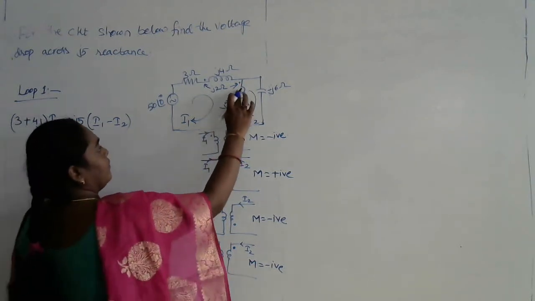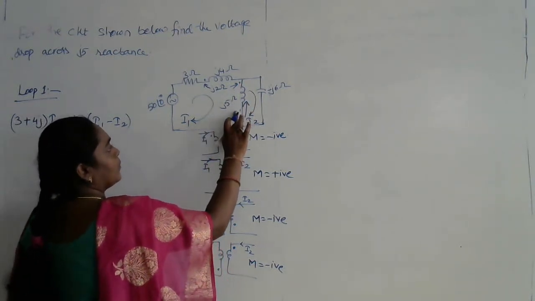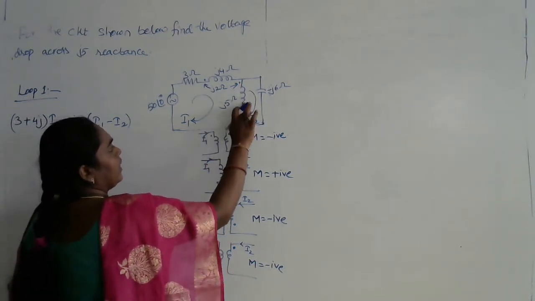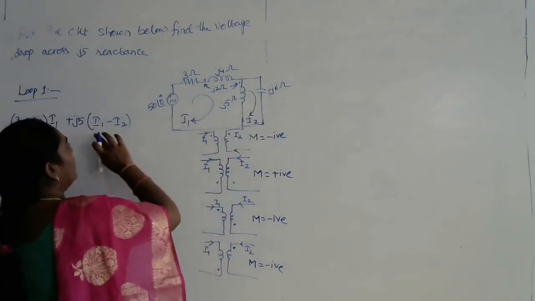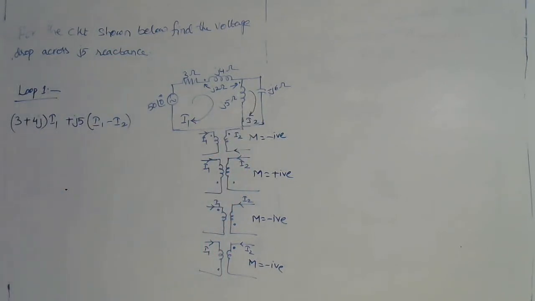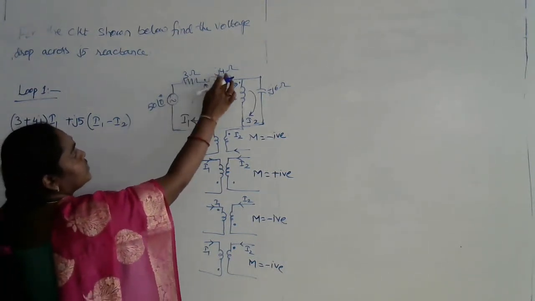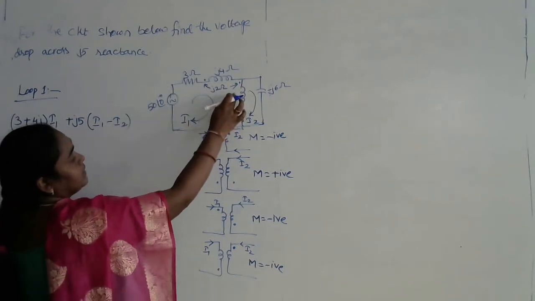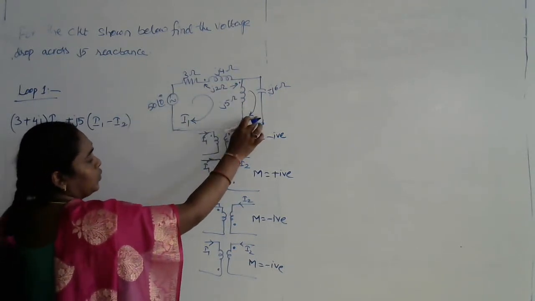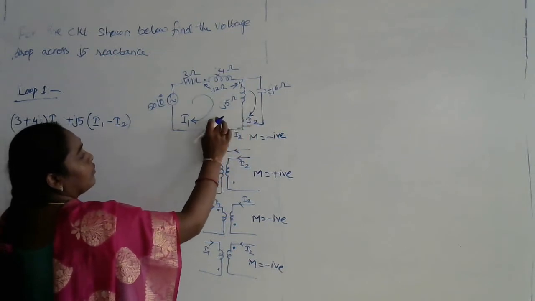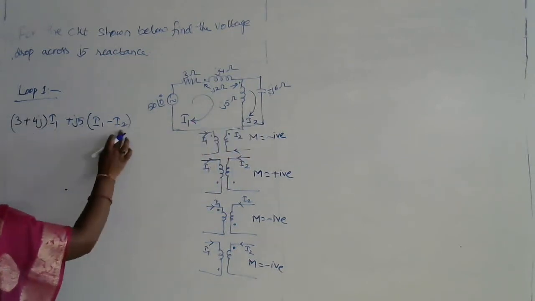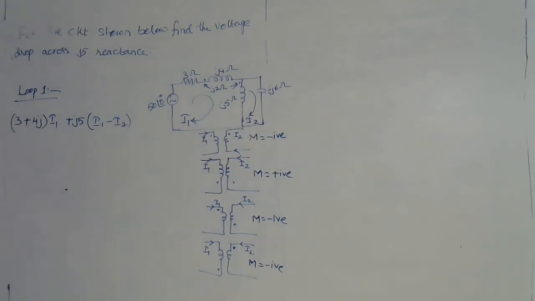As we have studied in the case of a branch, whenever the currents flowing in both the loops are in the opposite direction, we need to write down the subtraction of both currents. When both are flowing in the same direction, the currents should be added. So here the first term is (3 plus j4) into I1, and j5 is in between I1 and I2. As I1 and I2 currents are flowing in the opposite directions, it is (I1 minus I2) into j5.